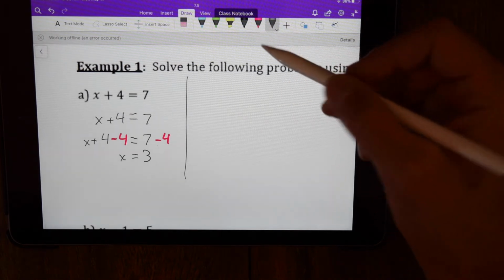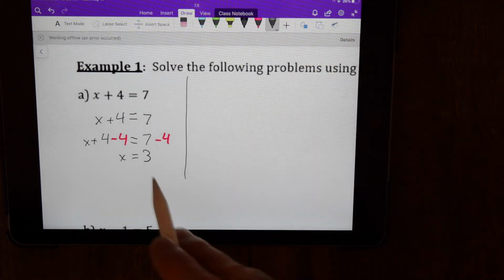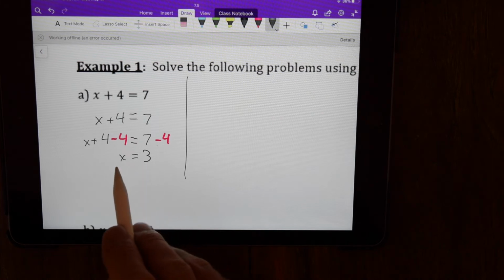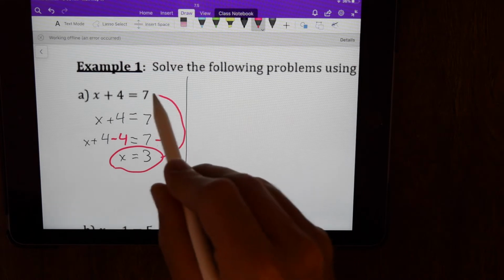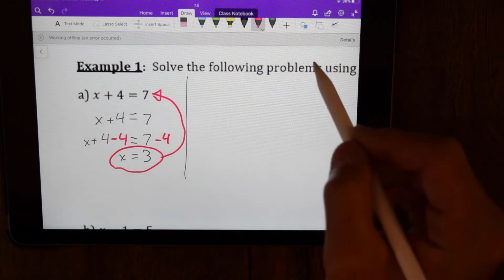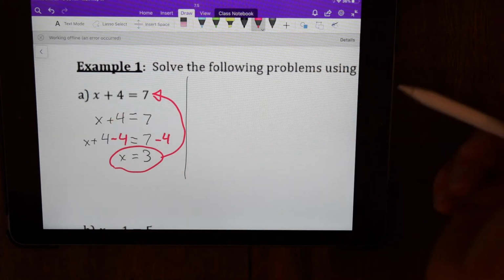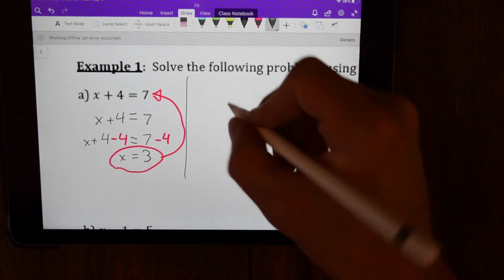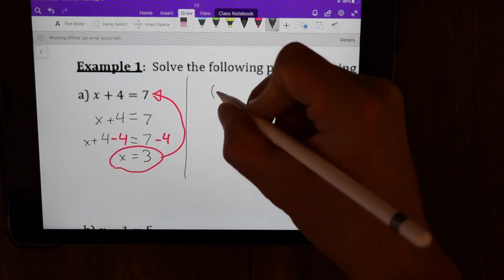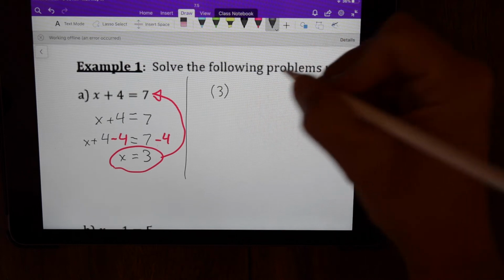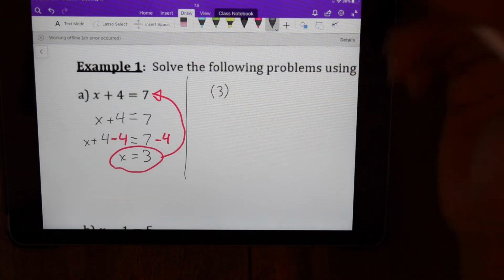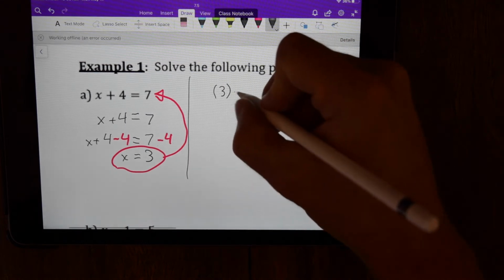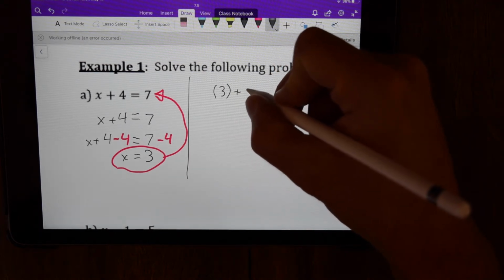Now I want to verify, and the way that I do this is I substitute this value of x that I found here. I'm going to put it back into the original equation and make sure that both of the sides are equal. When you're substituting a variable and you put it in brackets like this, the brackets don't mean anything. They just mean that that is replacing something else.